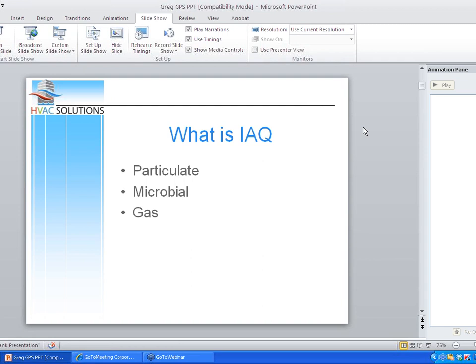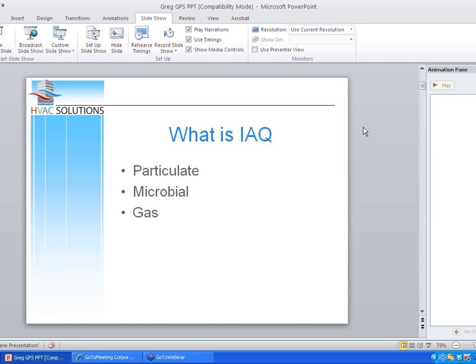So if I start at the beginning and I take a step back, when we look at indoor air quality, I can usually put indoor air quality problems into one of three buckets. And those buckets are particulate, microbials, and gases. I try to remember that by PMG.